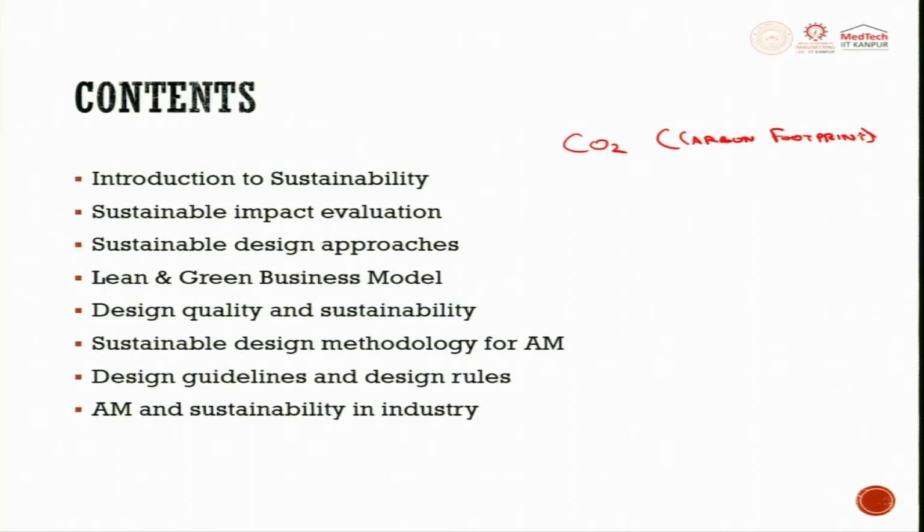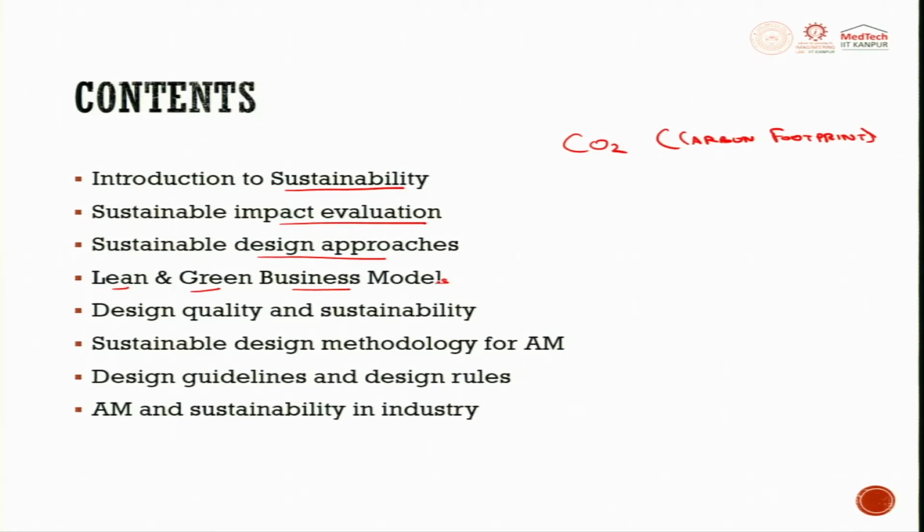Now, this course would have an introduction to what is sustainability as a concept, sustainable impact evaluation, how is that conducted, then sustainable design approaches, lean and green business models. When I say business models, it involves green manufacturing systems and additive manufacturing systems, specifically focusing on metal additive manufacturing. So, there are direct and indirect effects always of additive manufacturing. All of them are to be taken into account.